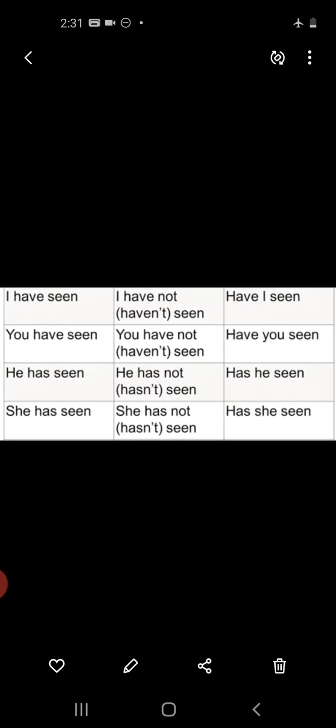The first one is affirmative: I have seen. To make it negative, what we have done, we just put not after have, and the sentence will become negative. I have not seen. Now to make it interrogative, we put have before the subject I, and it will become interrogative. Have I seen? Clear?